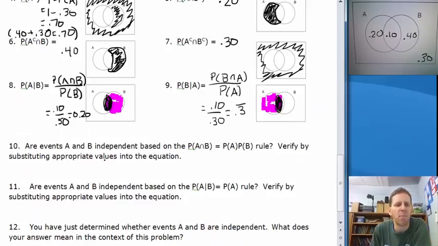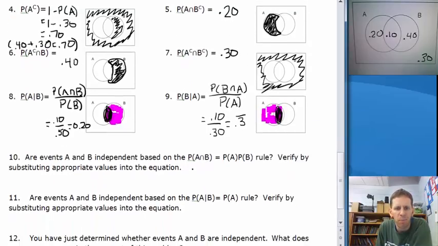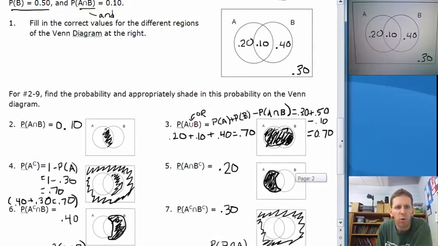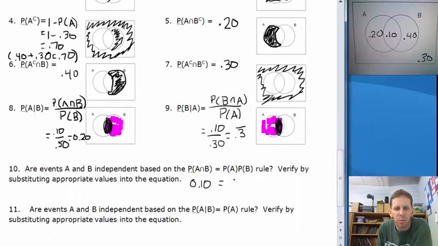Number 10 asks, are the events A and B independent based on the formula probability of A and B equals the probability of A times the probability of B? We've established that the probability of A and B, which we answered in number 2, is 0.10. And the probability of A and the probability of B were equal to 30% and 50% respectively. And I think it's pretty clear when you multiply these two values together, we are not going to get 0.10, we're going to get 0.15. So these values are not equal to each other, therefore the events are not independent.